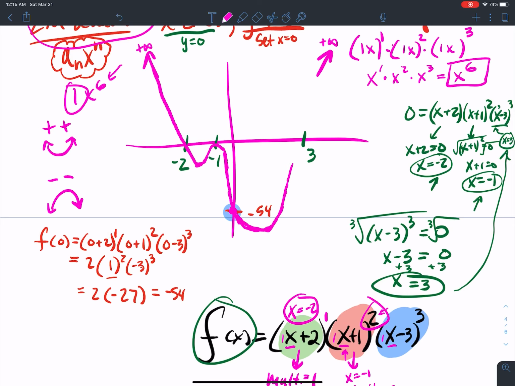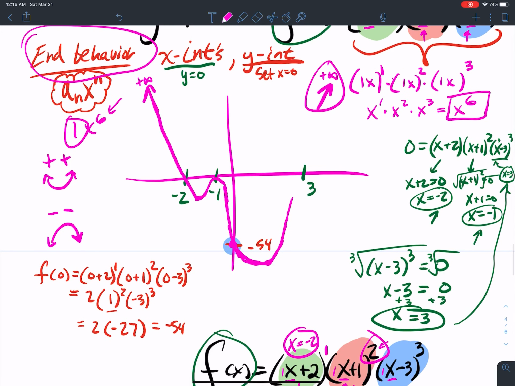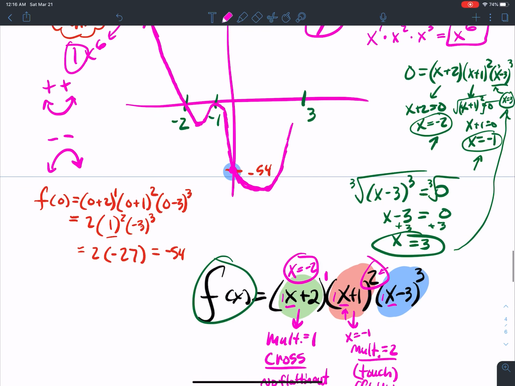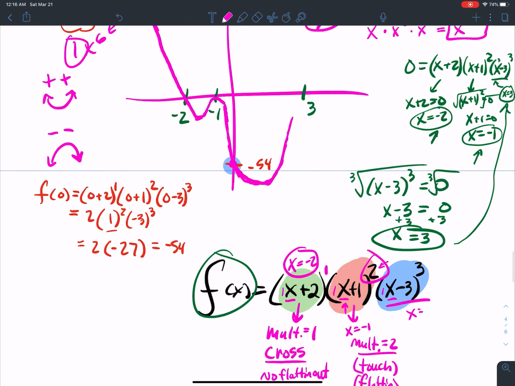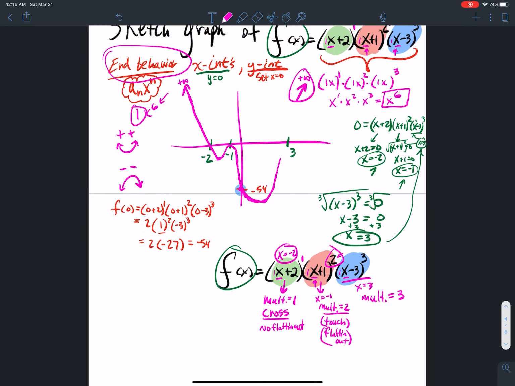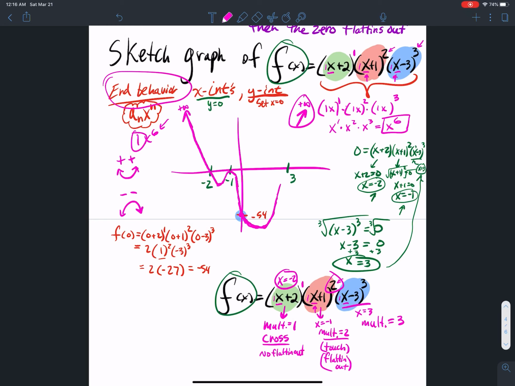Now I need to figure out, am I going to cross straight through, or am I going to bend and go through? How do I know I'm going to cut through? Well, because my end behavior is positive infinity, so I know I got to cut through. I'm not going to bounce and go down, okay? So look at this last one. This is my x equal 3 root. The multiplicity here is equal to 3.